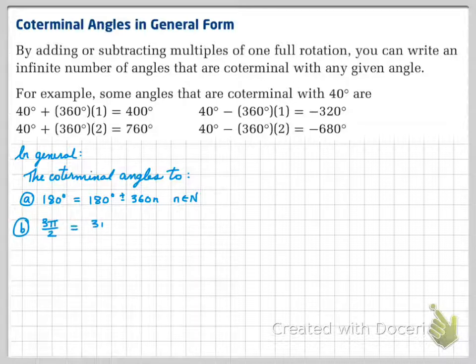And for B, 3 pi over 2, if we used radians, we'd say 3 pi over 2 plus or minus 2 pi n, with n being any natural number.